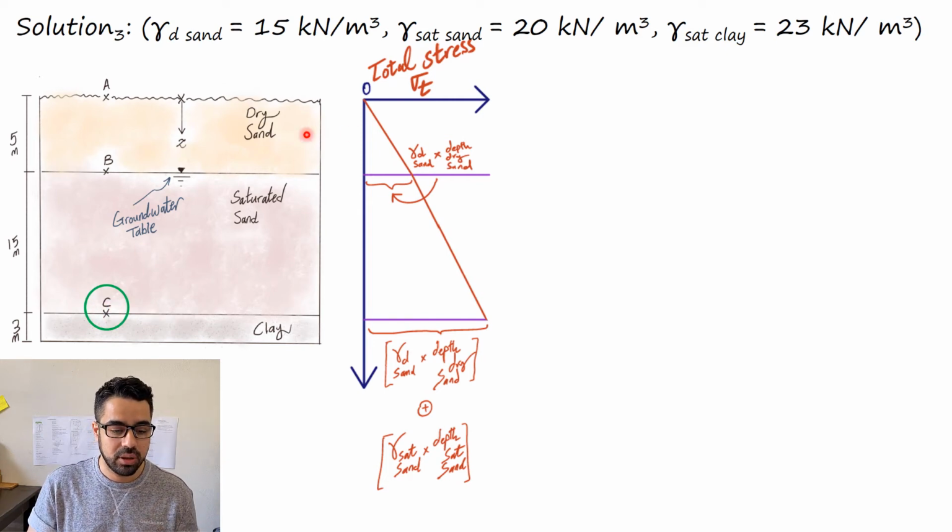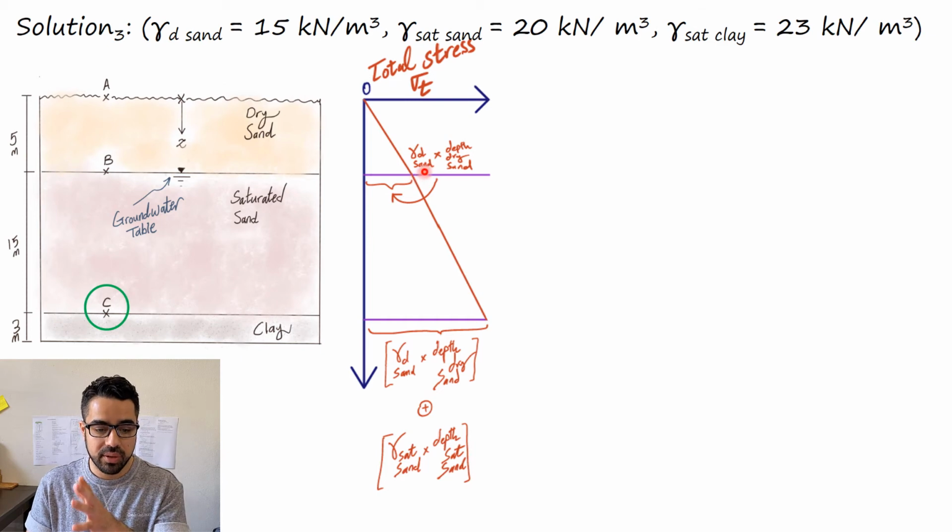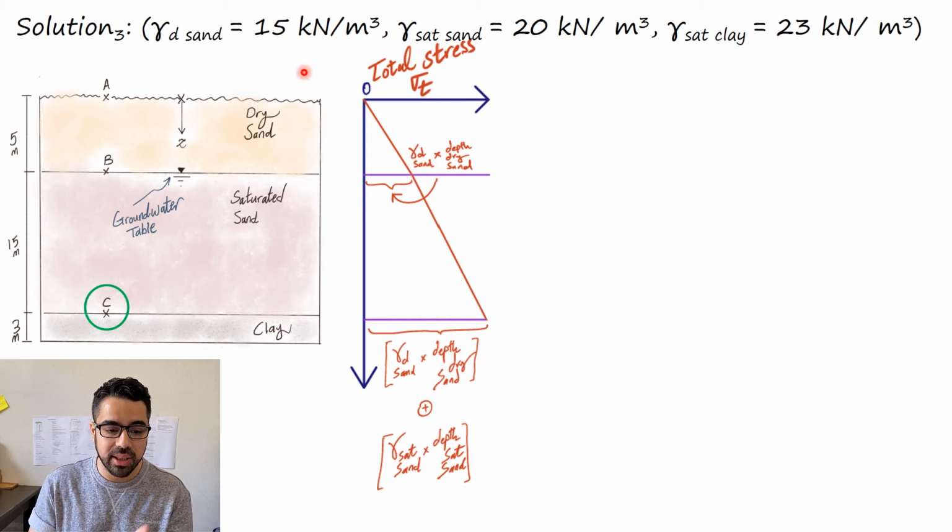So the first one from 0 to 5, we put density times depth. This is the stress here. What's the density? It'll be 15. What's the depth? It is 5. Is there anything else? No, just dry sand. Good to go. Now we come here to the point C.